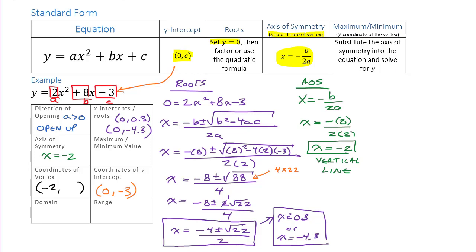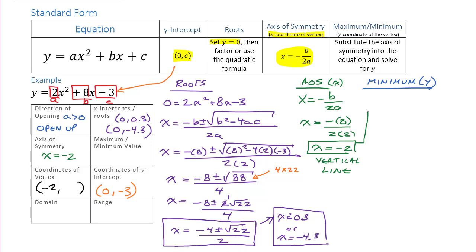That would be the maximum or minimum value. In this case, since we're opening up, we have a minimum value. So let's do that now. I'll just write it over here, my minimum. All right, so it's not a maximum. And again, this is the y value of our vertex. That's why I'm just going to write next to this, the axis of symmetry is our x value of our vertex.